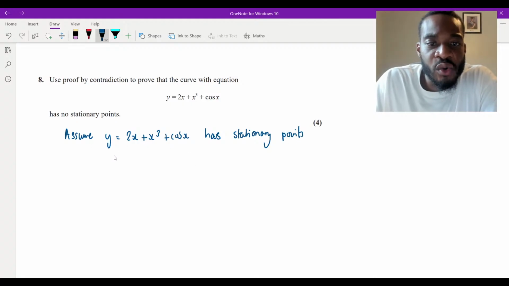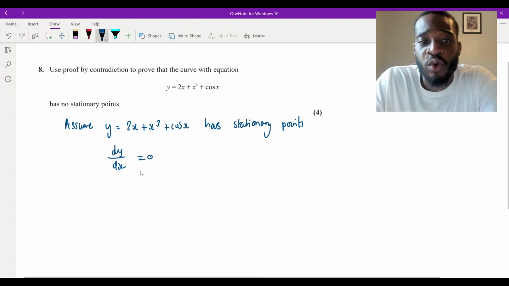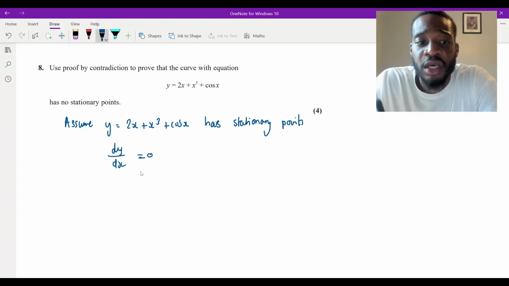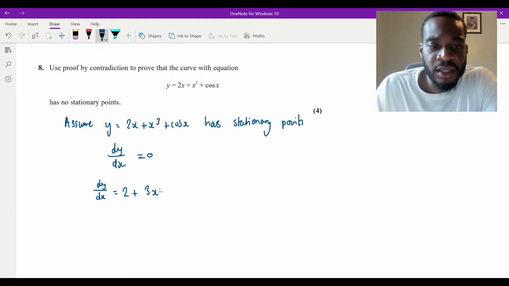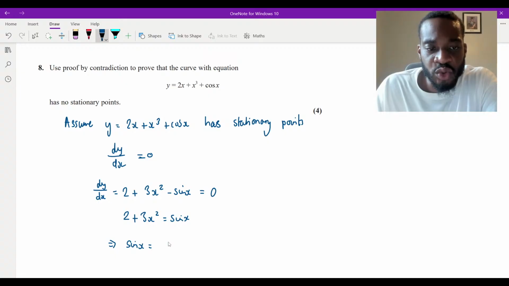And now, what you want to do is, well, if it has stationary points, that would mean that dy/dx is equal to 0. So you differentiate it, find out what dy/dx is, set it equal to 0, and then you should arrive at some contradiction. So let's differentiate it. dy/dx is going to equal 2 plus 3x squared minus sine x, isn't it? And this is equal to 0. Now, how do we solve that? I'm just going to move the sine x to the right. So I have 2 plus 3x squared is equal to sine x, and I'm going to write it like this: sine x is equal to 3x squared plus 2.